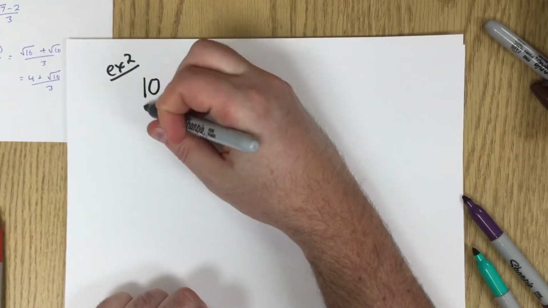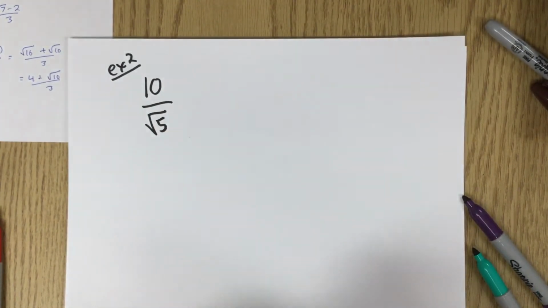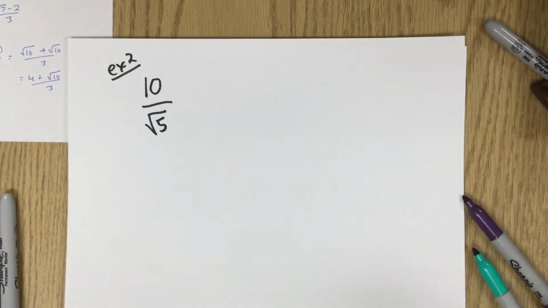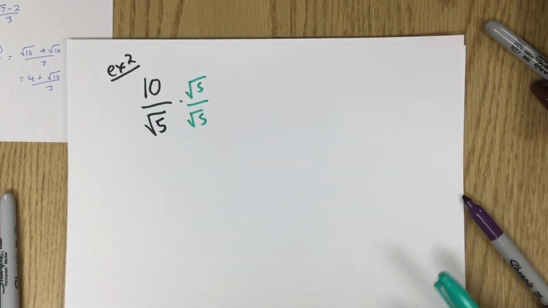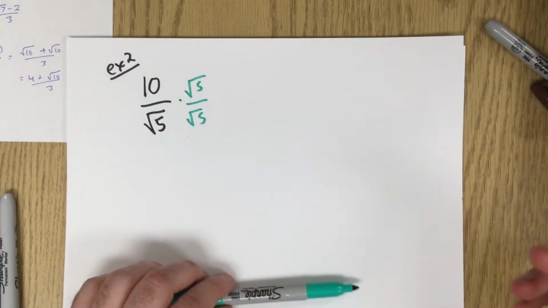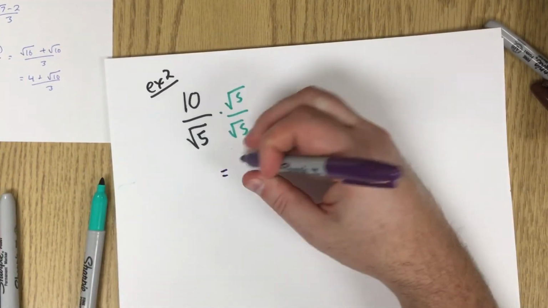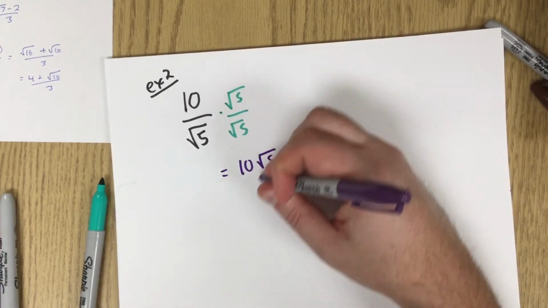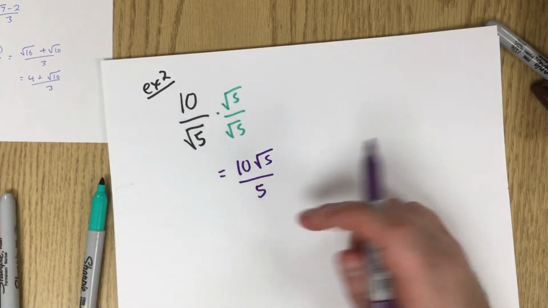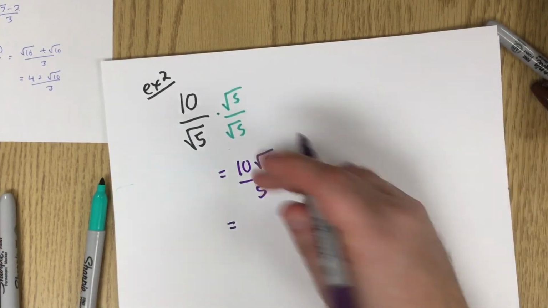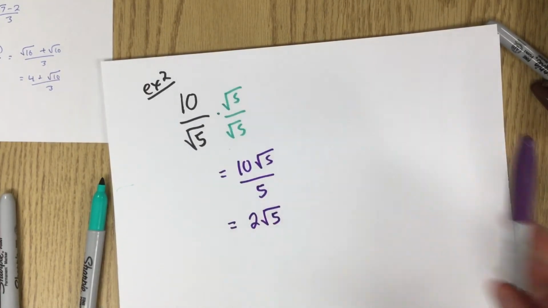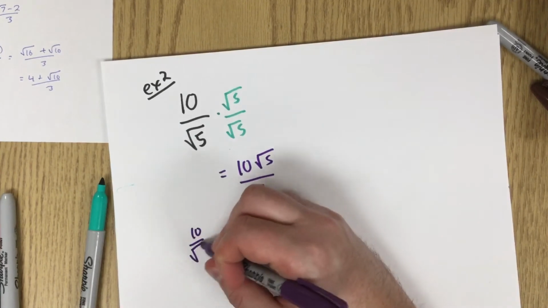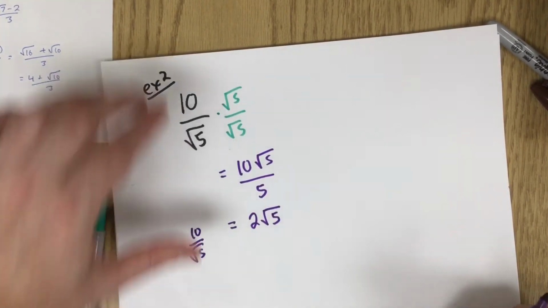So let's say we had 10 over root 5. So what we would do, we would multiply it by root 5 over root 5, which is going to be equal to 10 root 5 over 5. And now we can reduce these guys over here, and that's going to give us 10 divided by 5 is 2, which is 2 root 5. And this one actually I think kind of looks a bit prettier, right? So here we have 10 over root 5. 10 over root 5 is the same thing as 2 root 5.